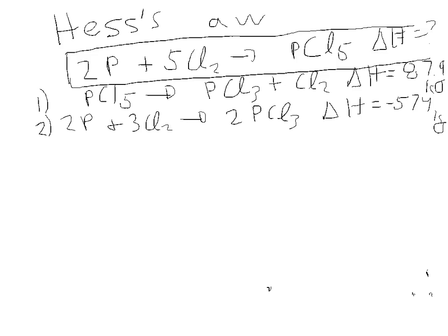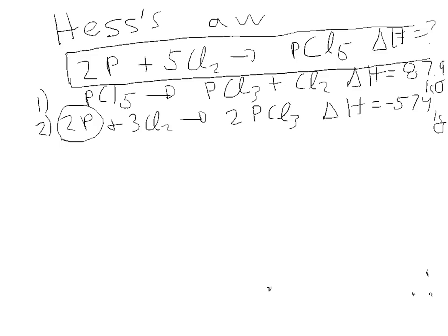Well, let's start off by looking at the target equation. In the target equation, we have 2 moles of phosphorus. I'm going to try to find 2 moles of phosphorus in either the first equation or the second equation. And I found it. In equation number 2, I have exactly 2 moles of phosphorus. That's exactly what I want, and it's on the correct side. It's on the reactant side. So I'm going to leave equation number 2 as written.